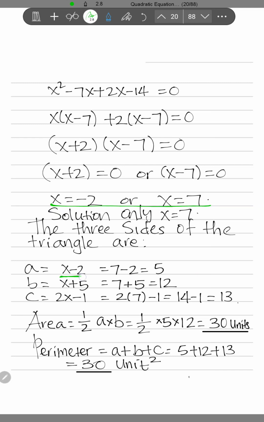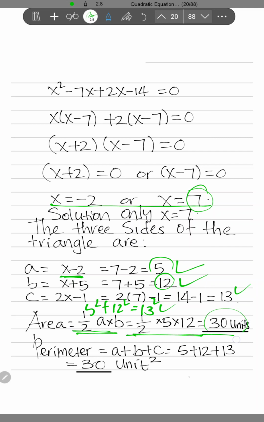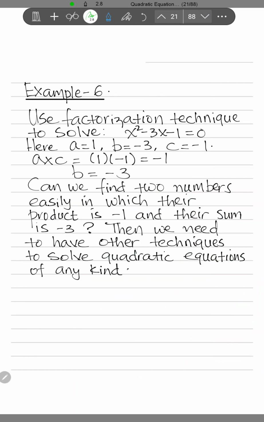triangle. In case of x minus 2, when we put 7 in place of x, we have 5, 12, and 13. Is that true? We can check the Pythagoras theorem on this one. 5 square plus 12 square is equal to 13 square, which is true. Okay. Now we have the three sides. Area is half of AB, half of 5 and 12, 30 units. Perimeter, you add the three lengths, A plus B plus C. Interestingly, the area and perimeter are the same for this triangle.